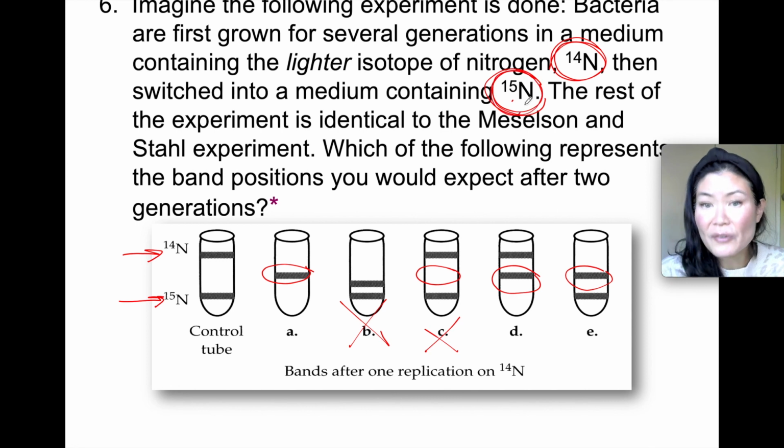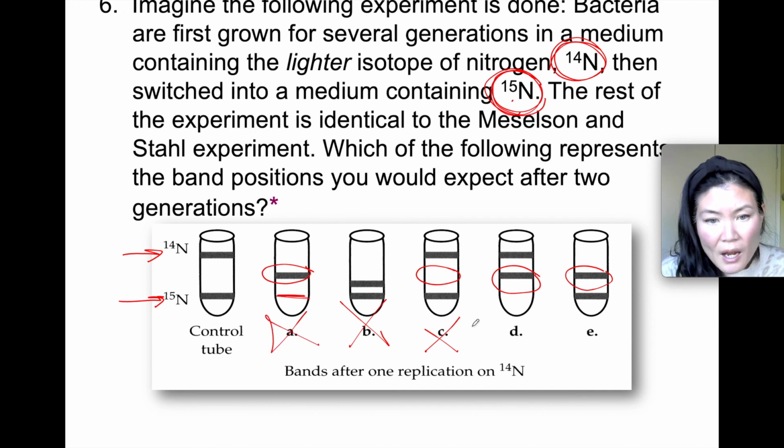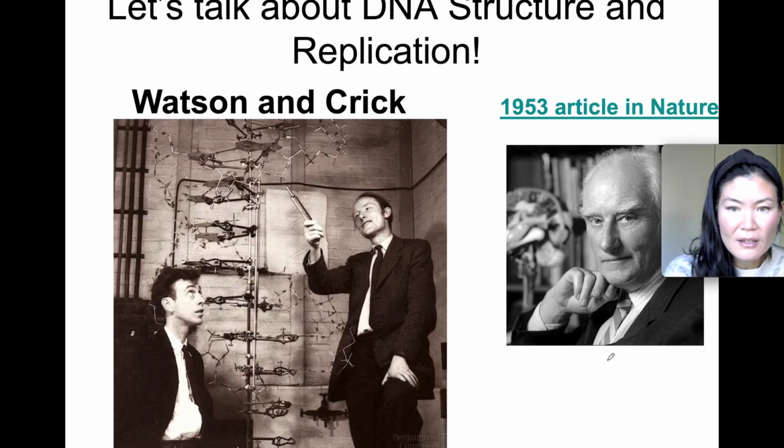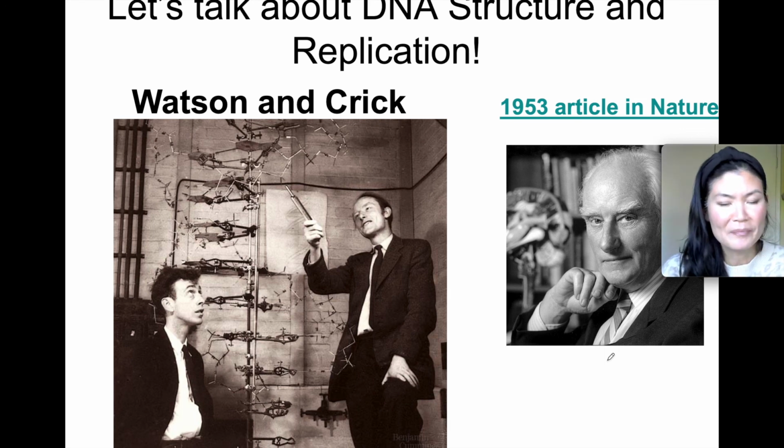So the next generations of DNA should be nitrogen-15, which is heavier. It's heavier, right? So I don't see a heavy band in A, so we can cross out A. I do not see a heavy band in D, so we can cross out D. I do see a heavy band with E, so E is the correct answer. Okay? And I think that's it. Yeah, that's it. This is where we began, so we came back to where we began.